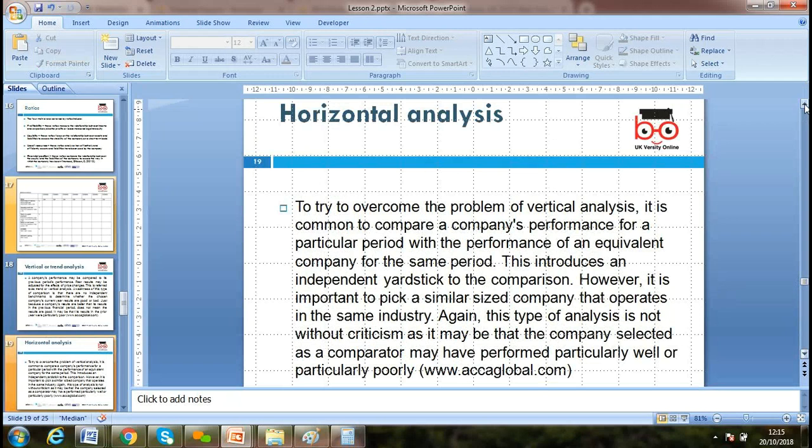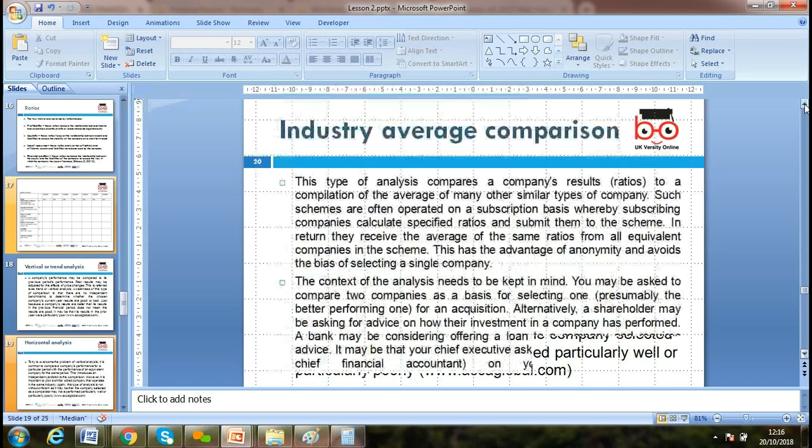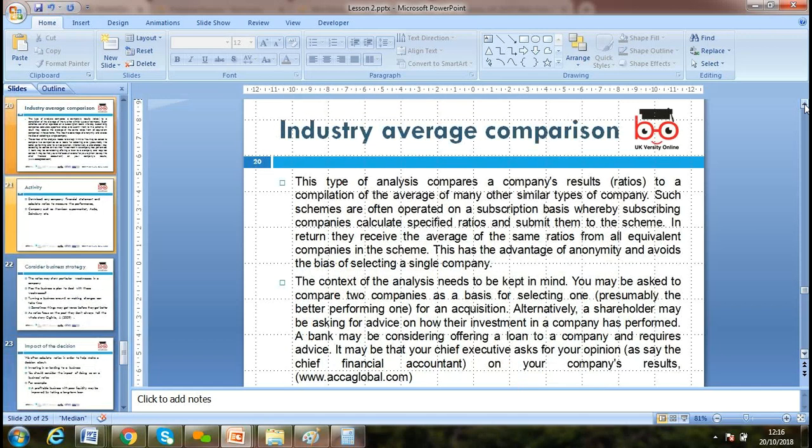Horizontal analysis tries to overcome the problem of vertical analysis: the company's performance for a particular period is compared with the company's same period. Again, it's a comparison, and I discussed performance against industry averages. It's quite good to know which industry we are in, what the average ratio in the industry is, and where we stand. We can find those figures through industry averages, normally published independently on watchdog or regulator websites, which you can use.